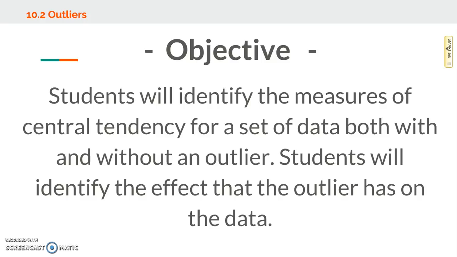And then the second part is that you'll be able to identify the effect that the outlier has on the data. So you're going to be finding the mean, median, mode, range again today, and then you're going to identify what number in the data is an outlier, and you're going to take that out. And then you're going to find the mean, median, mode, range of the data without the outlier, and then see what effect the outlier had on that set of data as you look through that a little bit deeper.